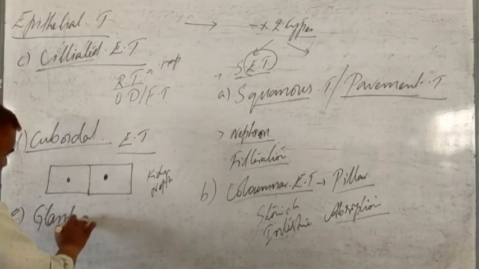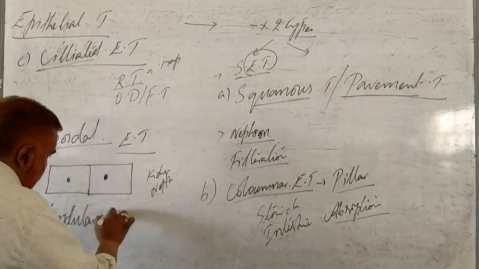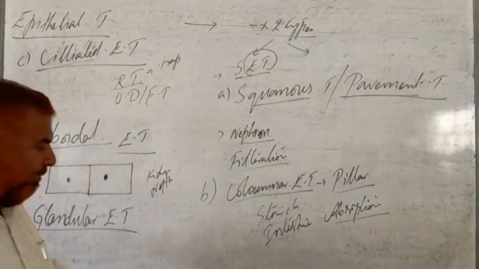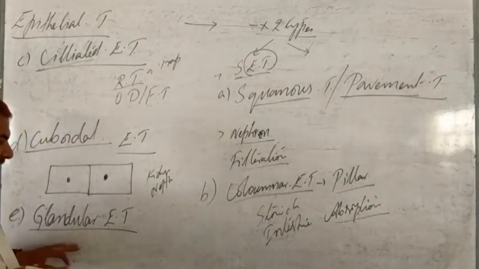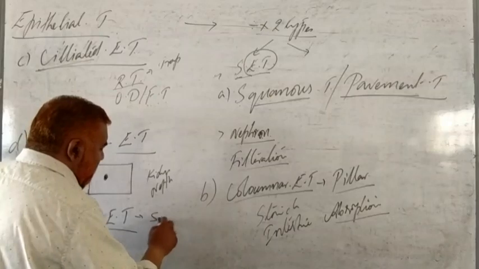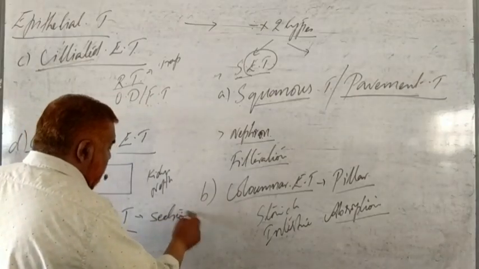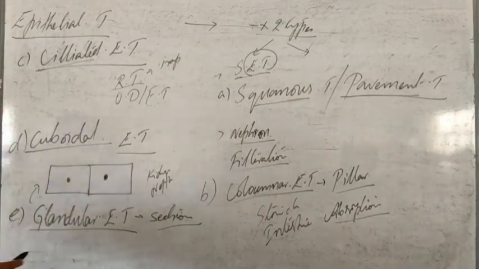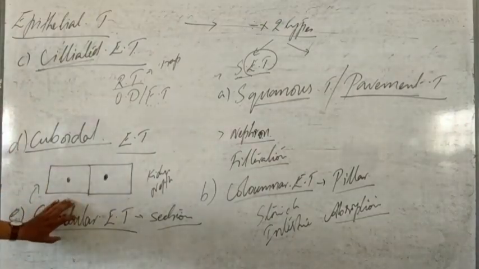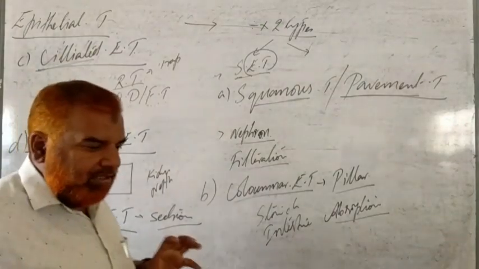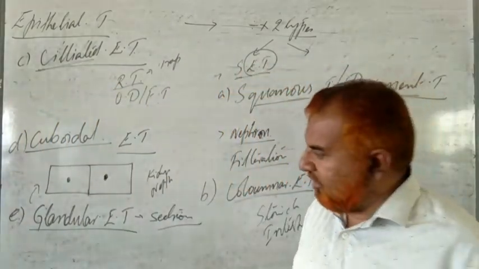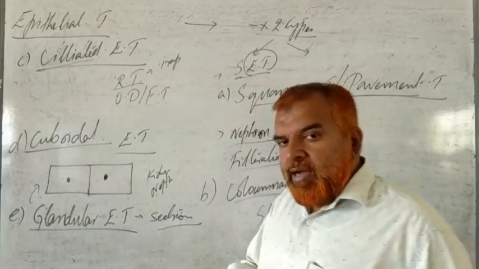Moving on to the next type, glandular epithelial tissue. As the name suggests, glandular means glands, which you all know are meant for secretion. The cells are similar to cuboidal tissue, but this is glandular tissue because these tissues are always meant for secretion.